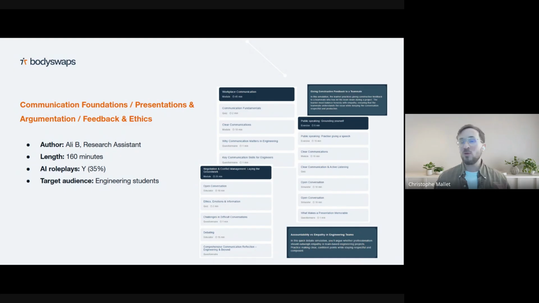This is a pathway created for engineering students. There was actually 4 pathways, so 4 different weeks for engineering students about the foundations of professional communication. What's interesting in these pathways is AR role plays represent about 35% of the total learning time.